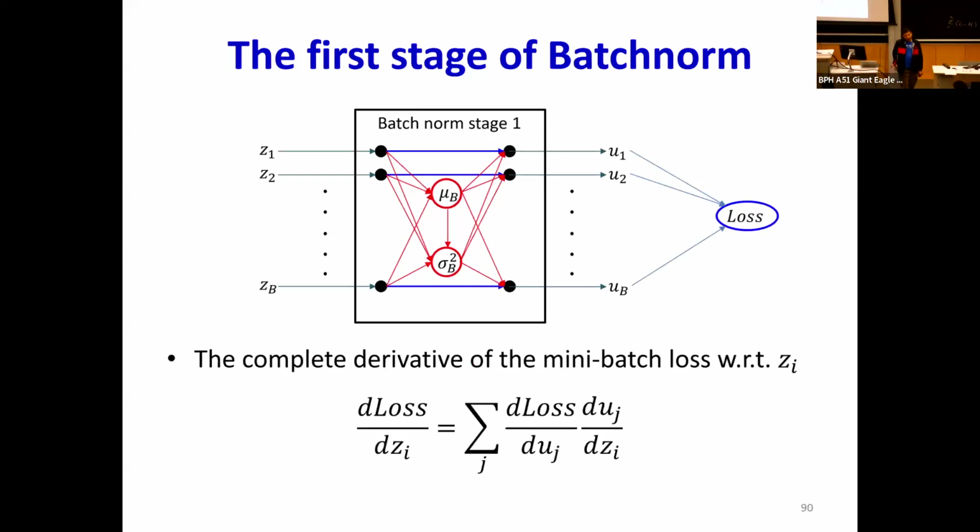And let's plug all of this into our loss function. The derivative of the loss with respect to any z is going to be the sum over all the u's of the derivative of the loss with respect to that u times the derivative of the u with respect to the target z.